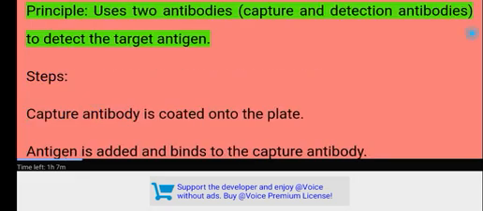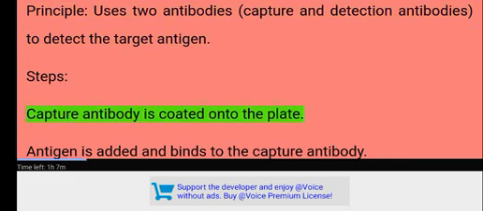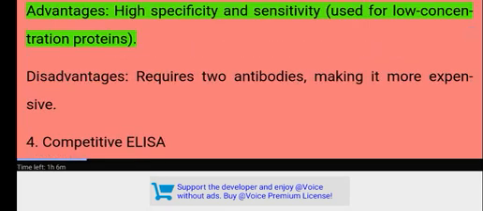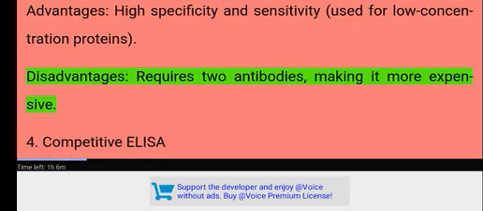3. Sandwich ELISA. Principle: uses two antibodies, capture and detection antibodies, to detect the target antigen. Steps: capture antibody is coated onto the plate. Antigen is added and binds to the capture antibody. Enzyme-conjugated detection antibody binds to the antigen. Substrate is added for color development. Advantages: high specificity and sensitivity, used for low concentration proteins. Disadvantages: requires two antibodies, making it more expensive.